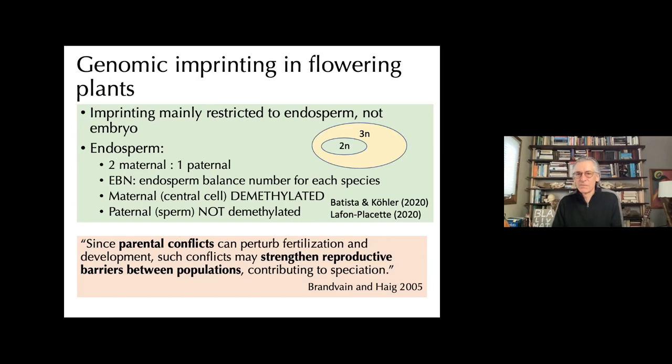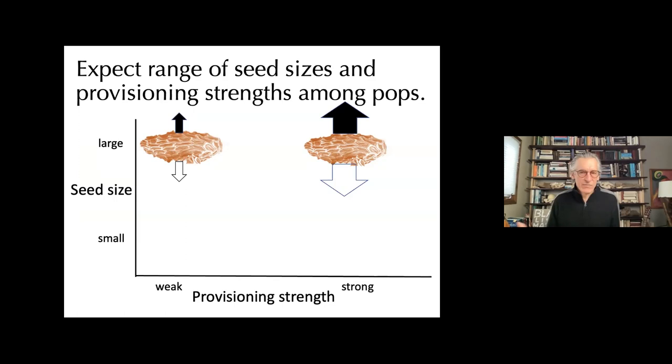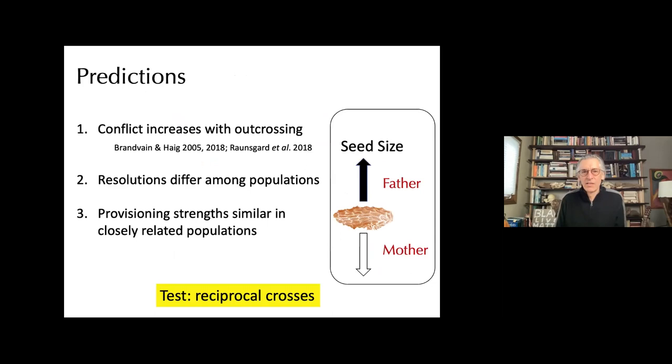So we would expect populations to have some differences in seed size, that's fine. We would also expect them to have differences in pulling strength. These don't need to be related. They can be separate things. Big seeds, little seeds, strong pulling, weak pulling. But we would expect populations to be at some sort of equilibrium, each one, for pulling strength, male and female pulling strength, male pulling up, female pulling down.